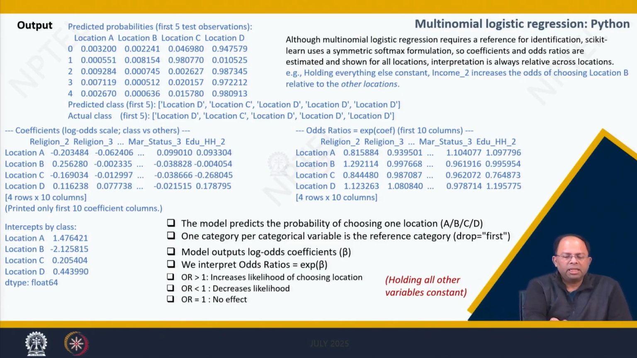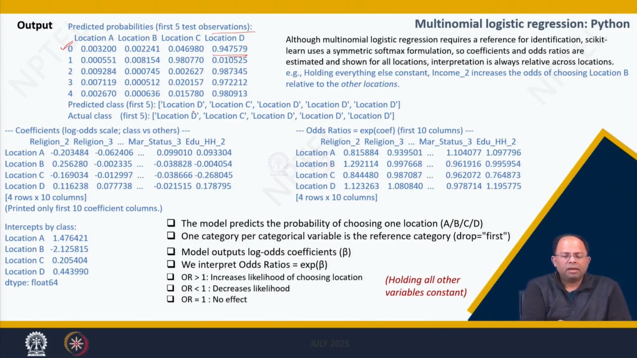So first we are predicting the probabilities of 5 test observations. So you can see location A, location B, location C, location D. For each one the probabilities are predicted, but I will choose the one which shows the highest probability. So for the first case, that is the 0th case, obviously this is showing the highest probability, location D. So the predicted class is location D. So that is chosen. For the second case, the predicted class is location C. For the next one, the predicted class is this one, location D, and so on.